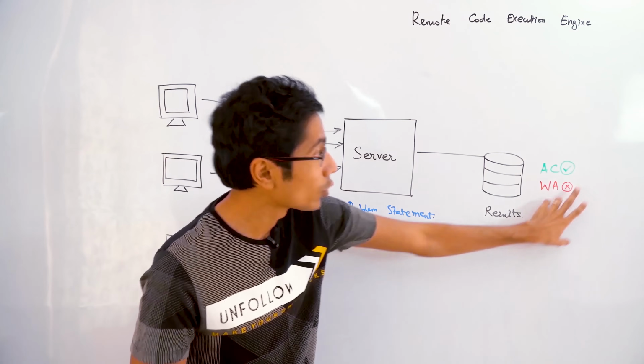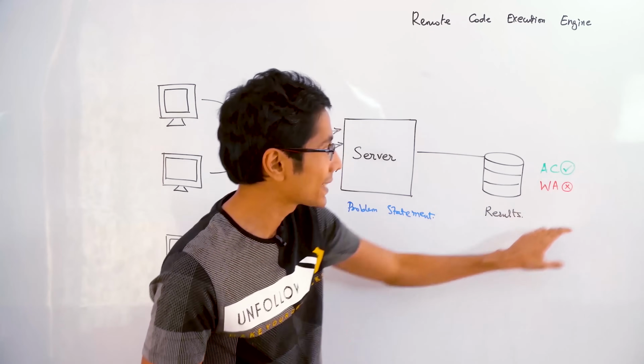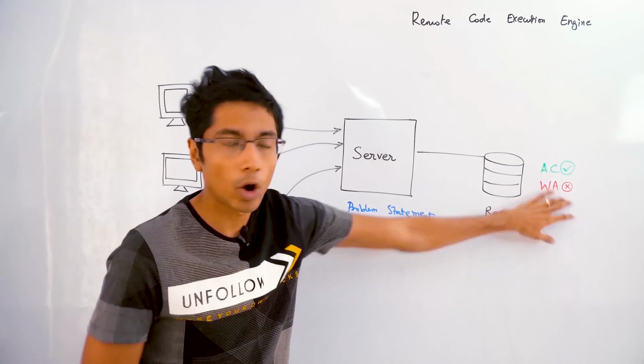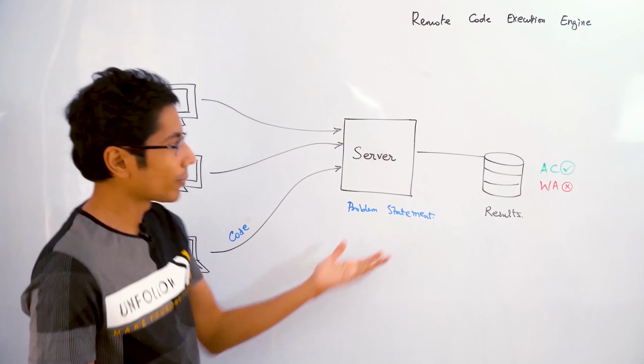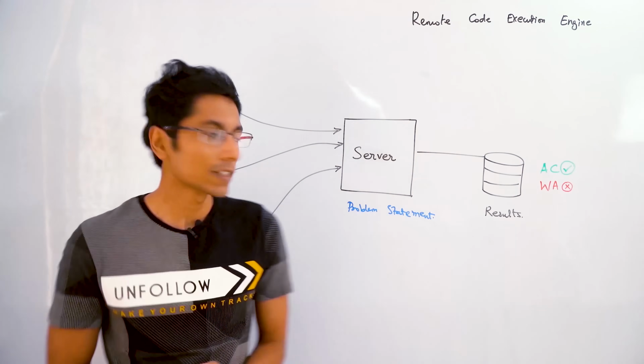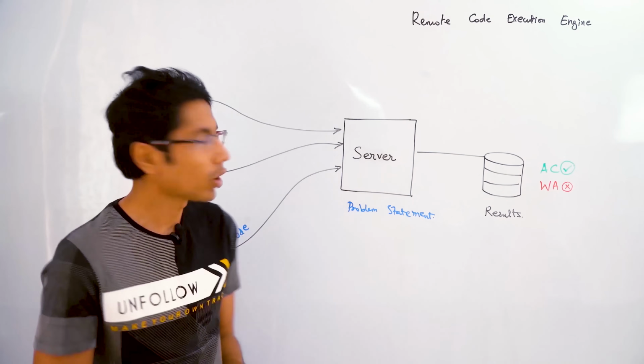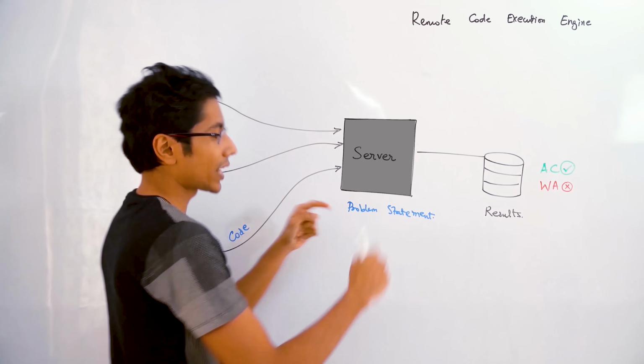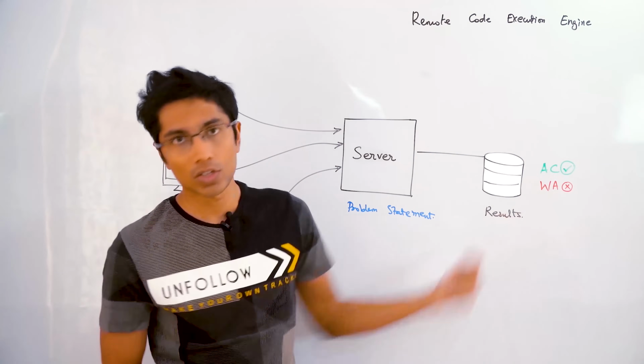In case they pass, then you get accepted, which is AC, and if you get a wrong answer, then well, the code is not accepted, and that is also recorded. Now this is a very common scenario when you have competitive programming contests, or interviews, or if you're practicing for interviews. You want your code to be submitted to a system which can actually evaluate it and then give you a result.